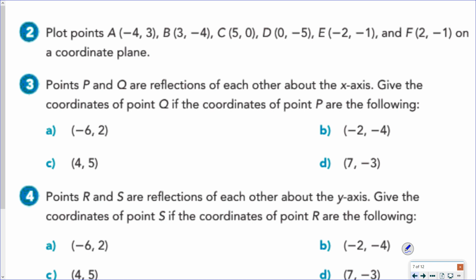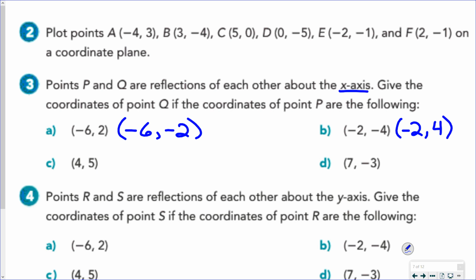Now for your reflections, you can put them on a coordinate plane, but you don't have to. If you just identify which axis you're reflecting across, you can remember the connection we made earlier. So if it's reflected across the x-axis, the x-coordinate stays the same. So if my x-coordinate's -6, it's going to stay -6. And then your y-coordinate uses the opposite. The opposite of 2 is -2. So for B, we're reflecting across the x-axis. So the x-coordinate stays the same. Use the opposite of your y-coordinate. The opposite of -4 is 4.